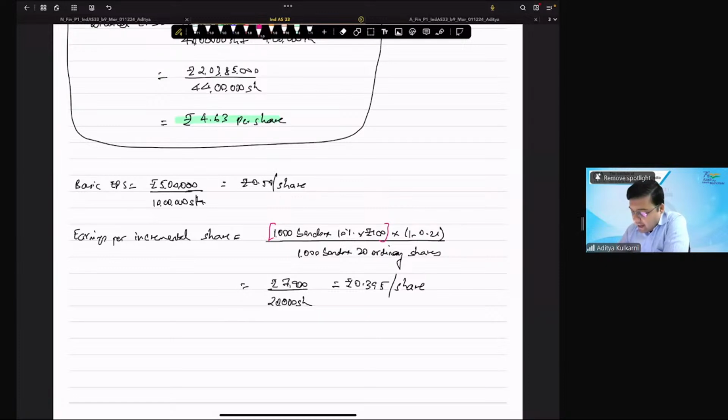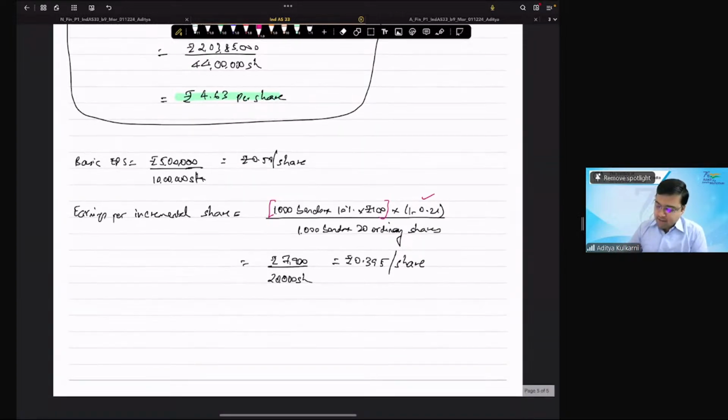Okay. And we multiply it with the tax factor. If I save interest, then tax will also come on it. So therefore, a tax saving multiplier we are going to add. Yes, 1 minus 0.21. So I'm net going to save 79% of this value, which is basically 100 minus 21% of tax rate. Is it okay? Yes sir. So earnings per incremental share is this.